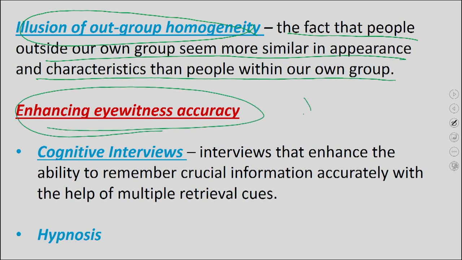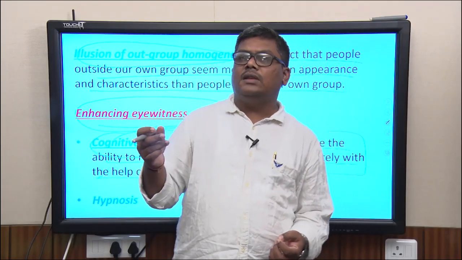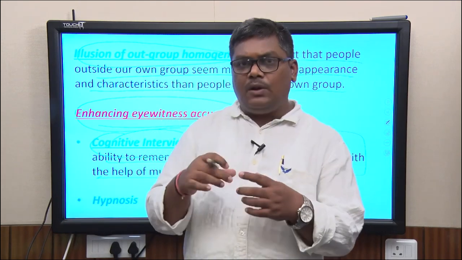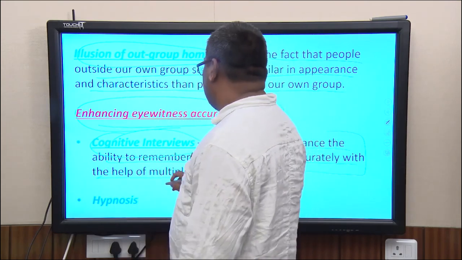Enhancing eyewitness accuracy. So, if these are the problems which can happen to eyewitness testimony, how do we increase eyewitness accuracy? One is called the cognitive interview. These are interviews that enhance the ability to remember crucial information accurately by using multiple retrieval cues. In a cognitive interview, we go into the details of information. For example, somebody is relating some event to me. Now, I can keep on asking questions like, when did this happen, where did this happen, what was the time, what was the color of the dress you were wearing, were you holding it in the right hand or left hand. If I keep on doing this, looking at the details of the memory, it might increase eyewitness accuracy.